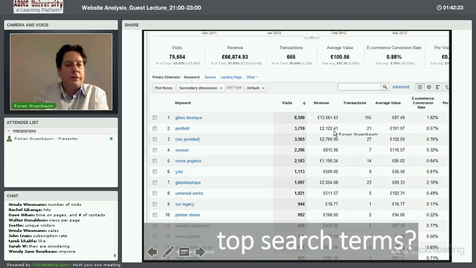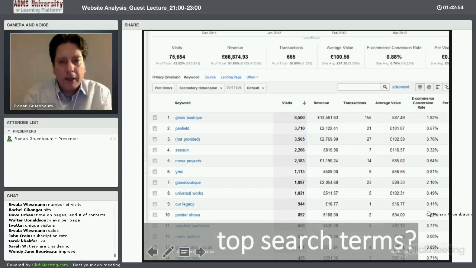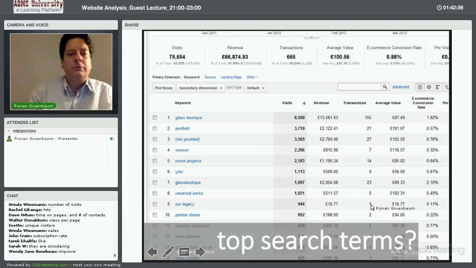So, okay, that's very interesting. This is what people are searching on. So what? Does it help me? Well, if I know that this is what people are searching on, are the biggest searches there? But as you can see, there are more transactions for some terms than others, and if we look at one of these other ones like Our Legacy, we had 944 visits, but we only had one transaction.